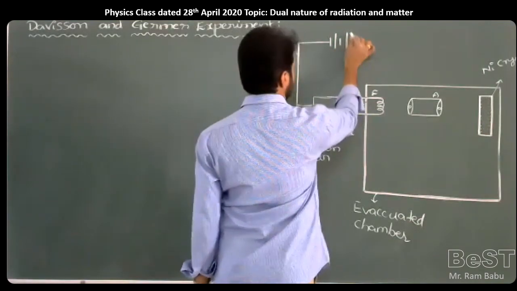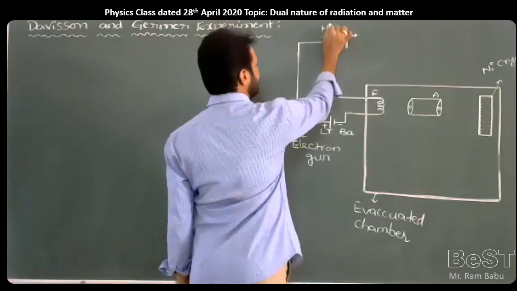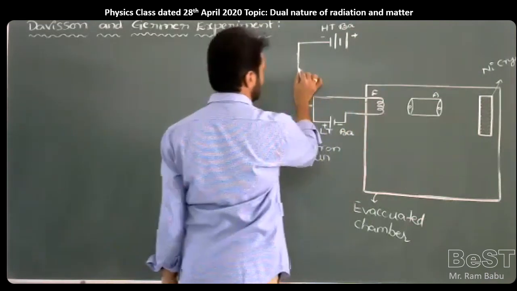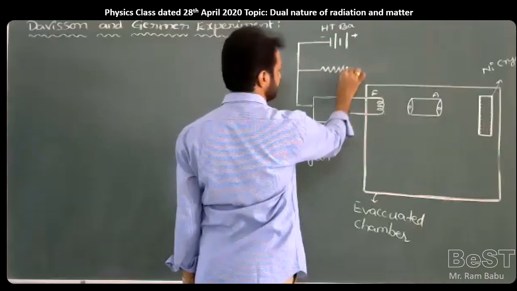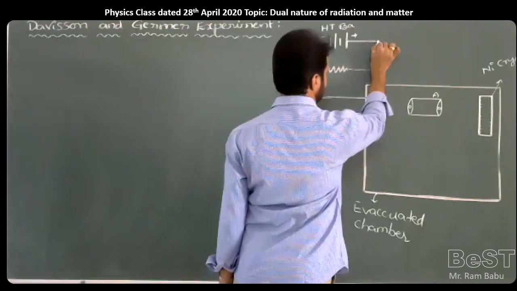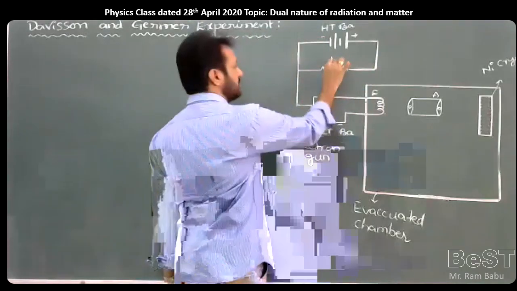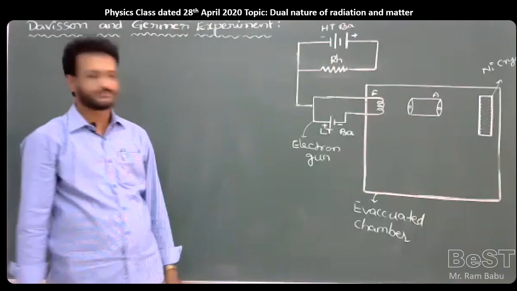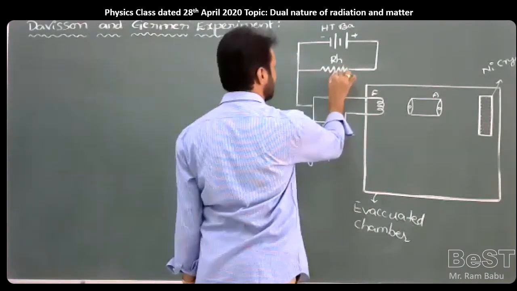The bigger terminal indicates plus, the smaller indicates minus. Here I am writing HT, high tension battery, and this will be connected to one rheostat or potential divider. Here they are connected. I am using the symbol RH for rheostat, the potential divider, and this potential divider will be connected to the anode.